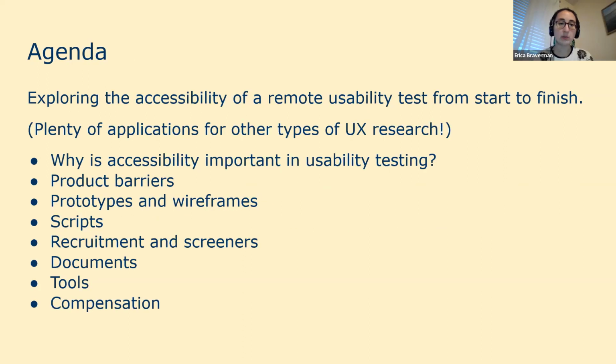And so the trajectory of this evening, just a bit of housekeeping, is that we're going to be exploring the accessibility of a remote usability test from start to finish. Everything that I've found myself thinking about along the way, but these are techniques that can apply as well to other formats of research. We're going to talk about why accessibility is important, and barriers that come from the product, prototypes, wireframes, scripts, when you do your recruitment with the screener, documents for the study, the tools used, and compensation, which is everyone's favorite part.